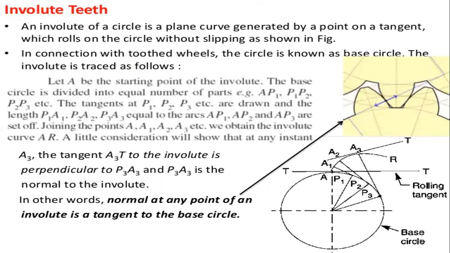In the same way as in the cycloidal section, this involute curve is also traced by a point from the circle, and this happens without slipping. In connection with the gear wheels, the circle is known as the base circle. You can see the base circle here, in which these points are generated in connection with the gear wheels, and the involute is traced from that point.